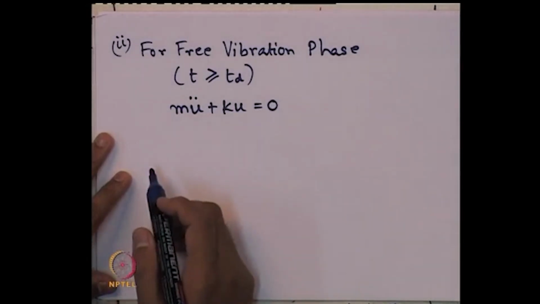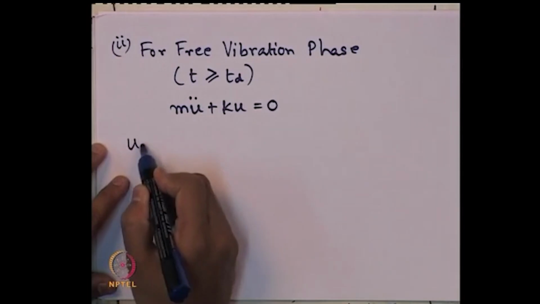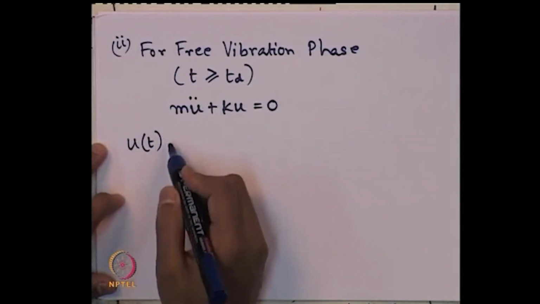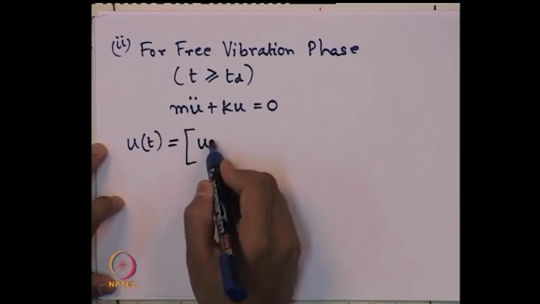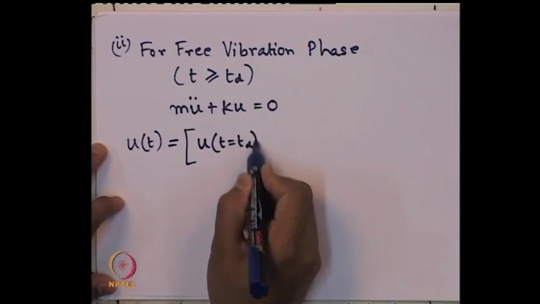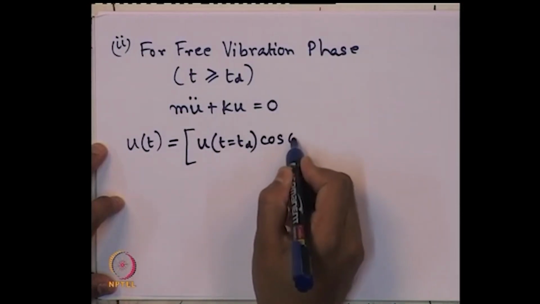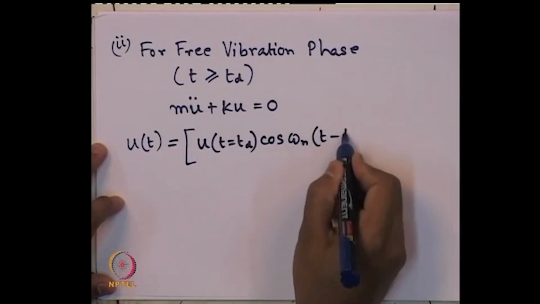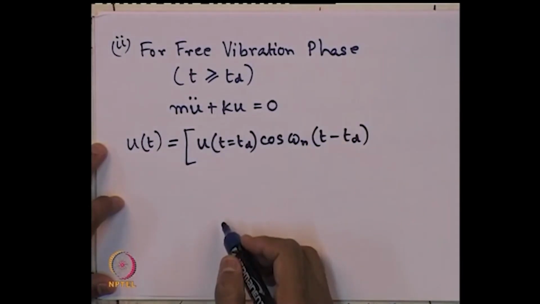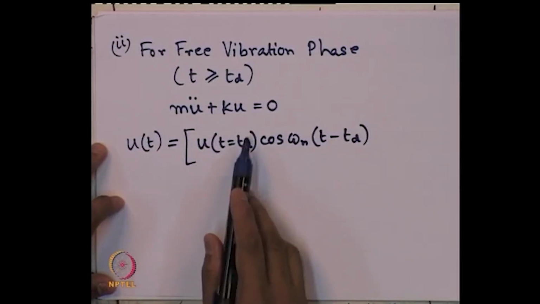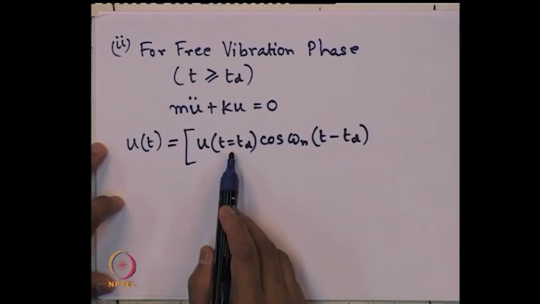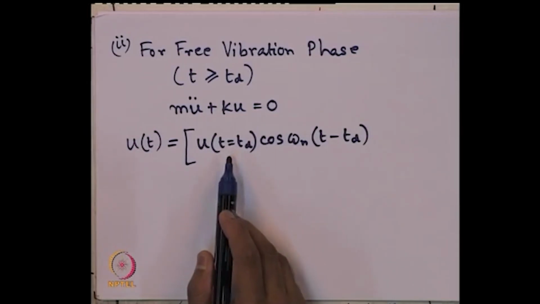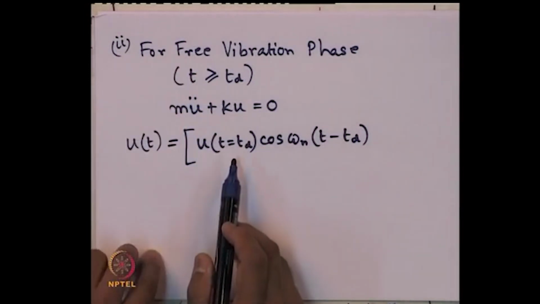from our chosen model. Now, the solution u of t can be written as u at t equals T d times cosine of omega n times t minus T d. That is the initial displacement for this case of free vibration. What is the initial displacement? That is the last point of the previous, forced vibration phase. At t equals T d is nothing but the starting point of your free vibration.